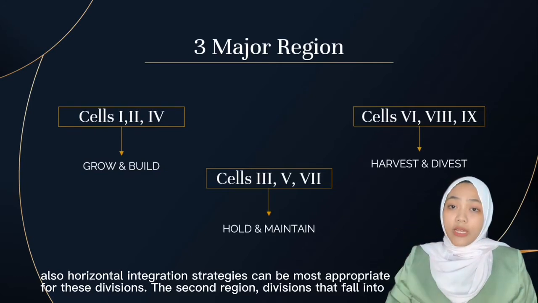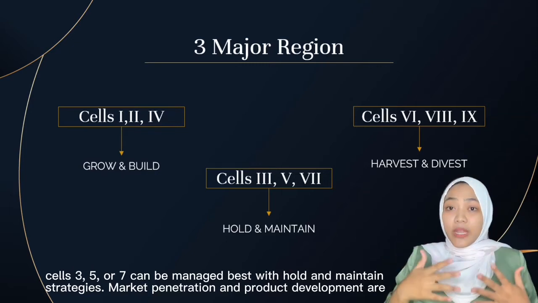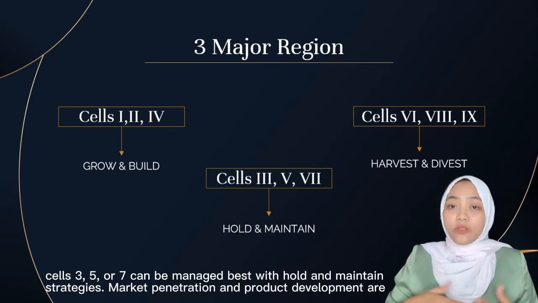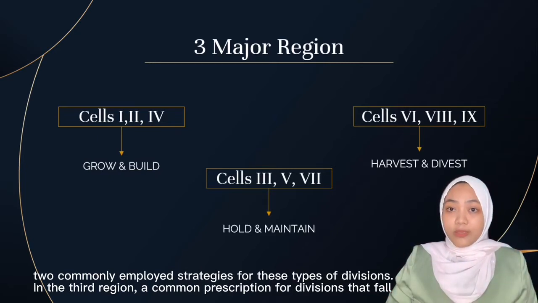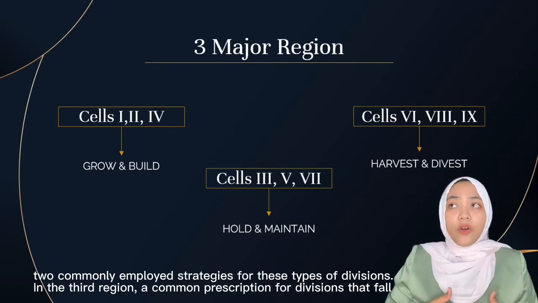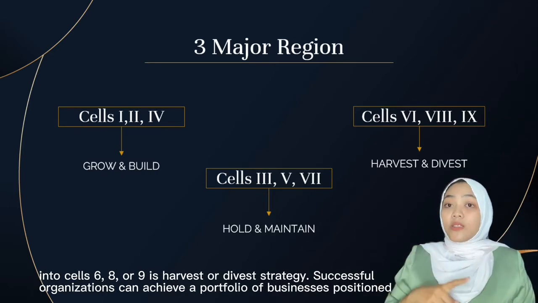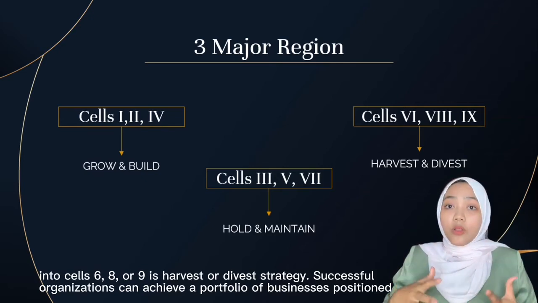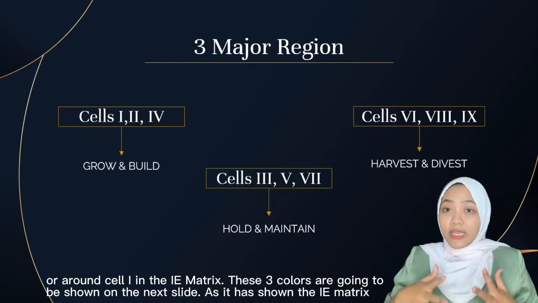For the second region, divisions that fall into cell 3, 5, or 7 can be managed best with a hold and maintain strategy. Market penetration and product development are two commonly employed strategies for this type of division. In the third region, a common prescription for divisions that fall into cell 6, 8, or 9 is a harvest or divest strategy. Successful organizations can achieve a portfolio of businesses positioned in or around cell 1 in the IE matrix.